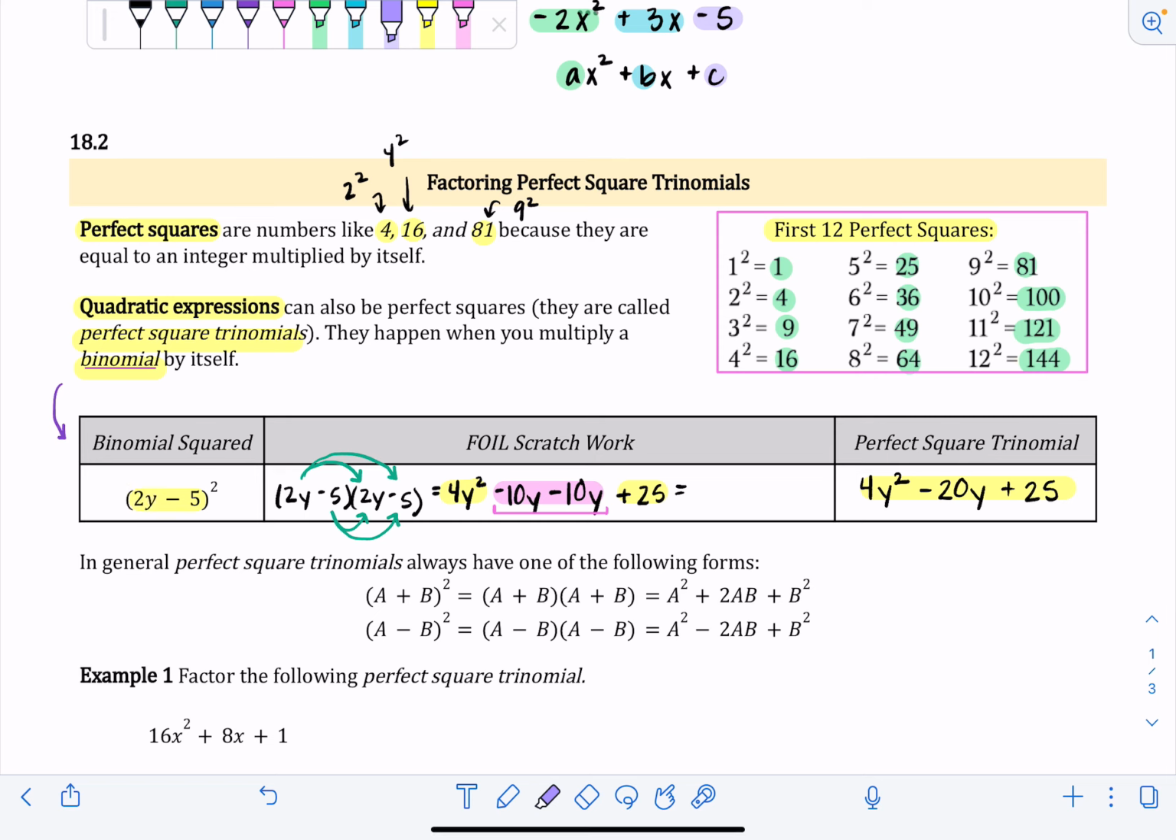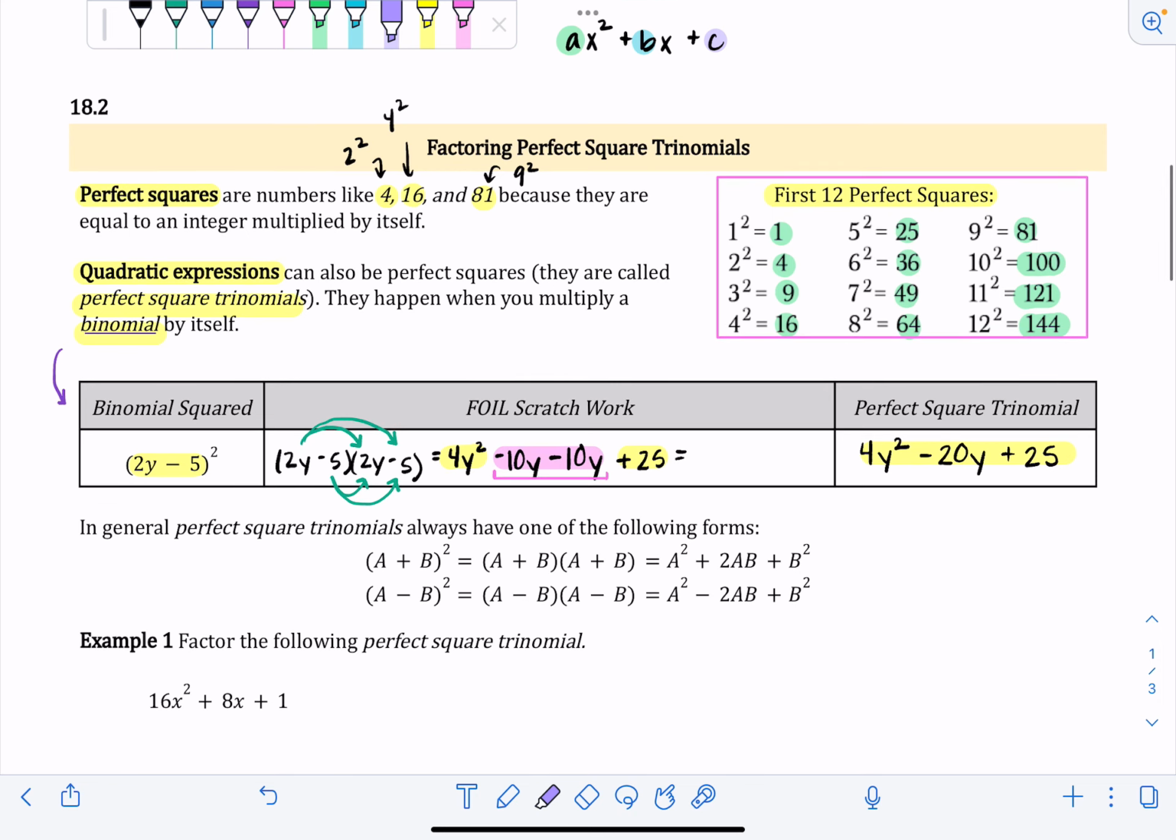It doesn't necessarily look like anything special, but there are some patterns that we can use to help us when we go to factor these. In order to factor them, or to identify that they are a certain pattern, we're going to get into the specifics, but some quick things to look for: the first term of a perfect square trinomial is always also going to be a perfect square.